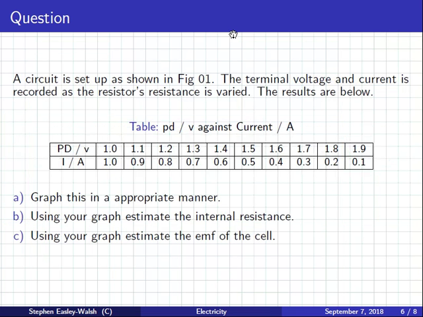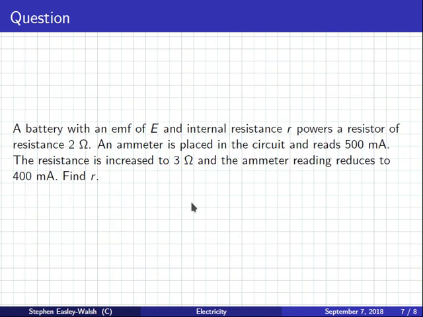So the good thing is, in the exam, you really only get two types of questions on this. The first type is they ask you to make a graph, and the second type is this. They give you a battery with EMF E and internal resistance R. And again, you're looking for E and R. And there's a resistor of 2 ohms, and an ammeter is placed in the circuit and reads 500 milliamps. The resistance is increased to 3 ohms, and the ammeter reduces to 400. Find the R.